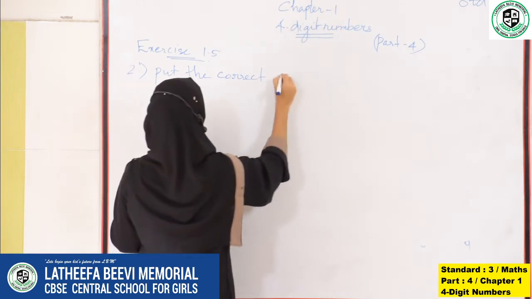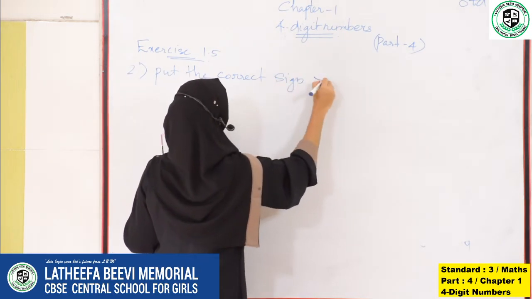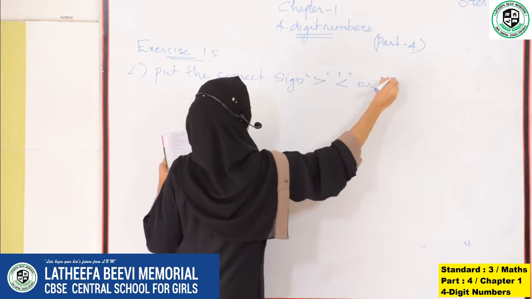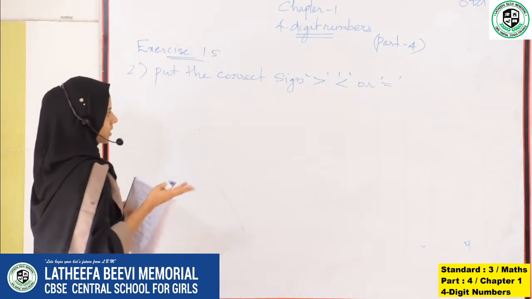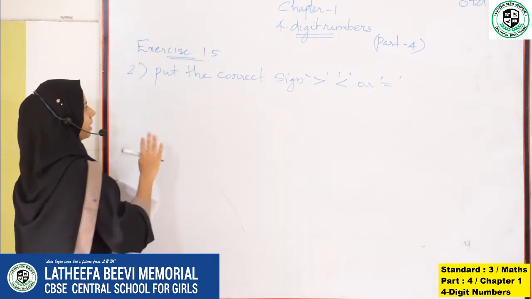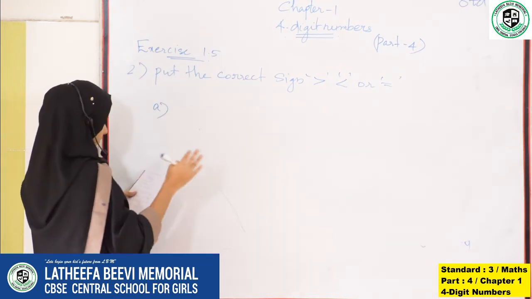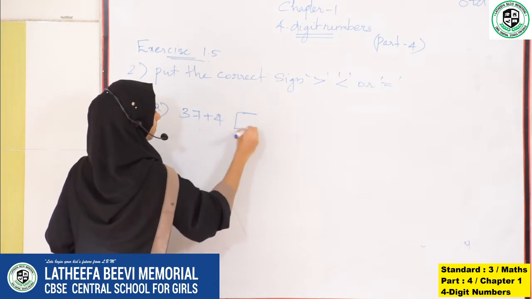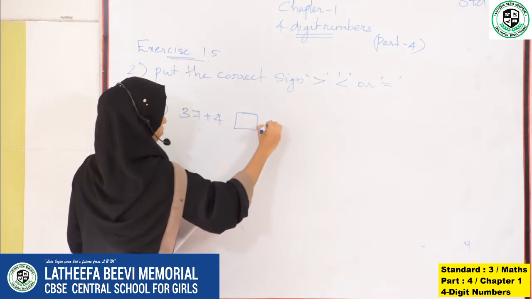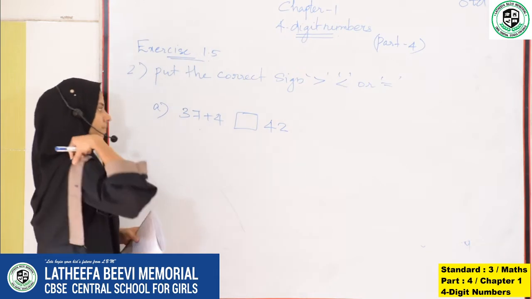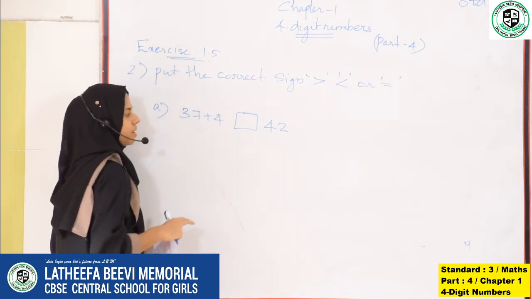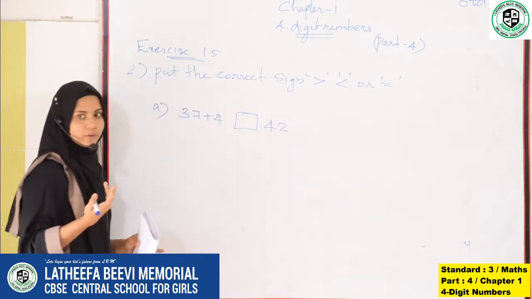Put the correct sign: greater than, less than or equal to. It is a question same like the first exercise, but the way the question is written is different. Look, on the left side they have given 37 plus 4. On the right side they have given the number 42.